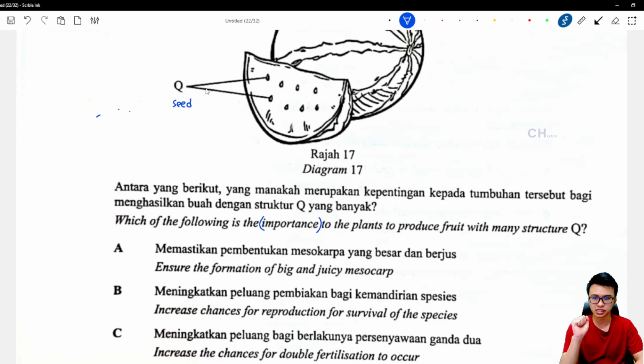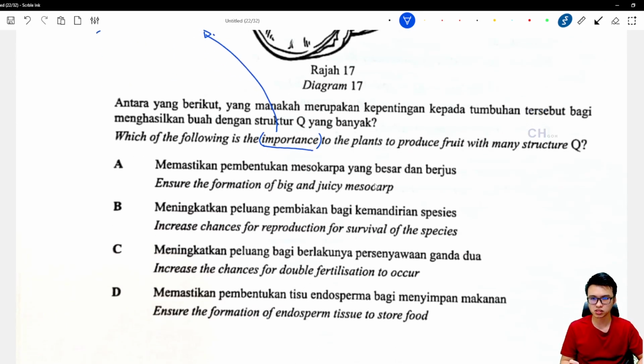You want many seeds. So why do the fruits want to have a lot of seeds? The seed is for reproduction, correct? Not, seed is for germination. If you want to produce more offspring, you need to have more seed. So why is seed important? Because ensure the formation of big and juicy mesocarp. No. Increase the chance of reproduction for survival of the species. Yes. Okay, so answer will be B.